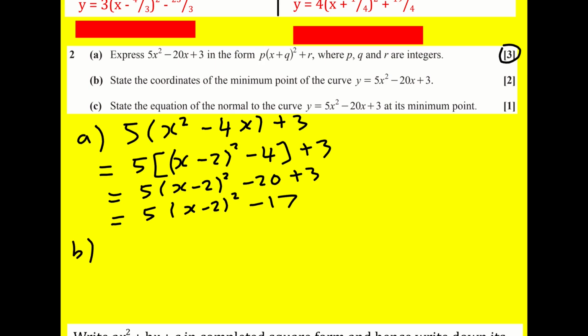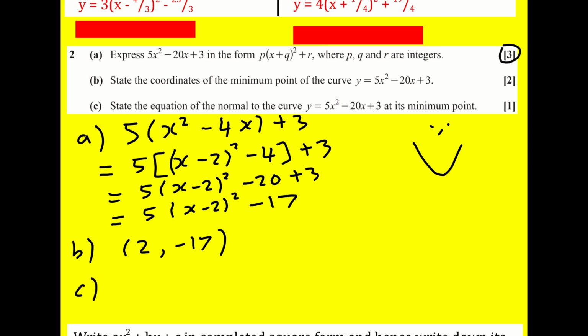B, find the coordinates of the minimum point. We know it's a happy quadratic, so this is the turning point. And you can just literally write, I know it's 2 marks, you'll get 1 mark for each coordinate. You can write down 2 and minus 17.